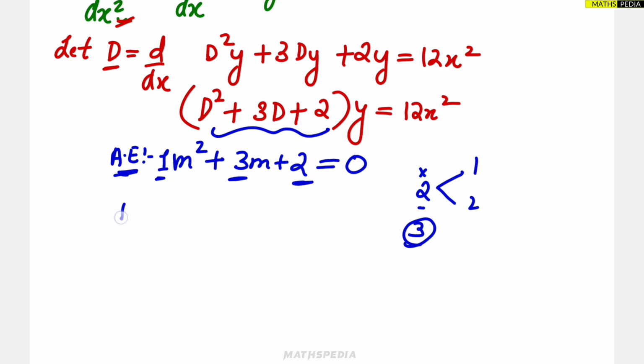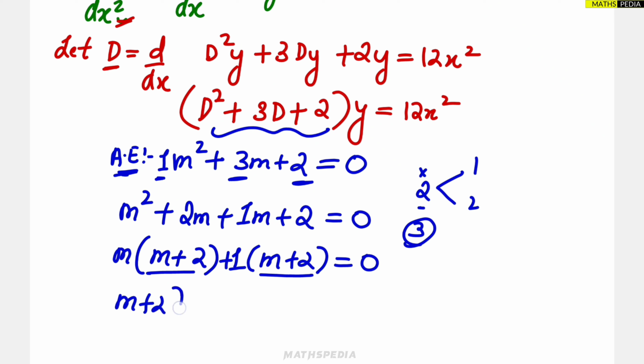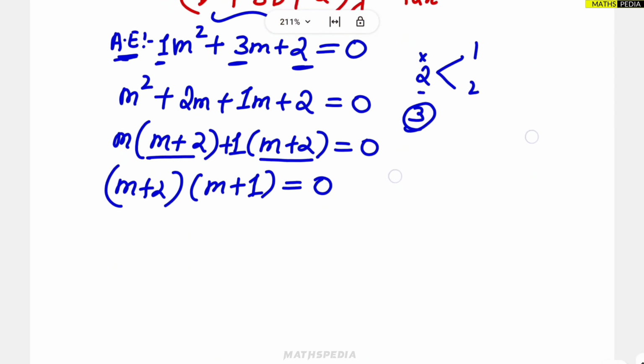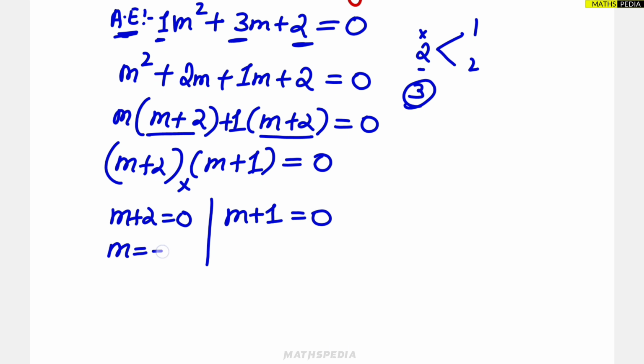Yes, we can get. So it will be m square plus 2m plus 1m plus 2 is equal to 0. From this we can take m outside: m plus 2. Here also m plus 2 should be there, equal to 0. Outside I can take plus 1, this 2 common. So (m plus 2) into (m plus 1) is equal to 0. So I can write m plus 2 is equal to 0 and m plus 1 is equal to 0. From this m value is equal to minus 2, and from this m value is equal to minus 1.